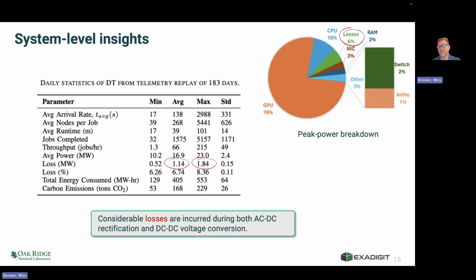And so if you were to do a peak power breakdown of how the energy is being used on Frontier, the losses account for 6%, which is a significant number considering that it's more than the NIC, RAM, switch, and NVMe. It actually accounts for $1 million a year.